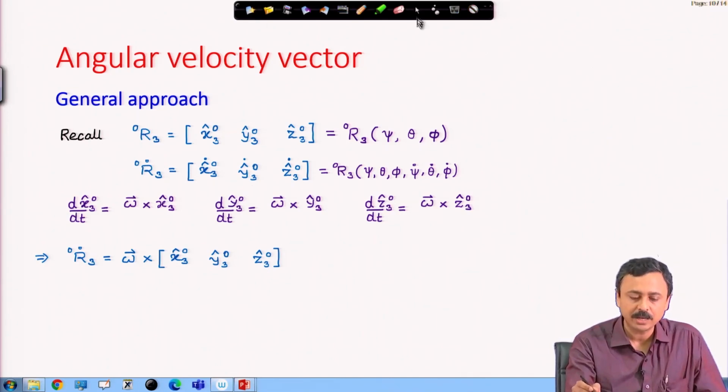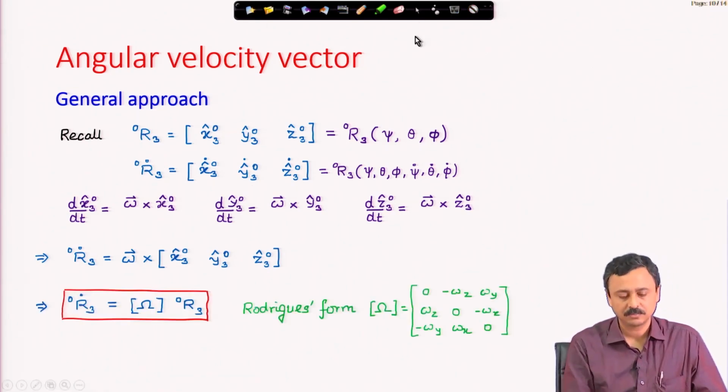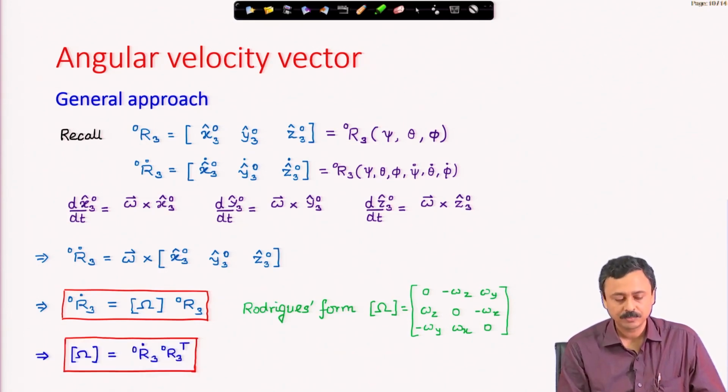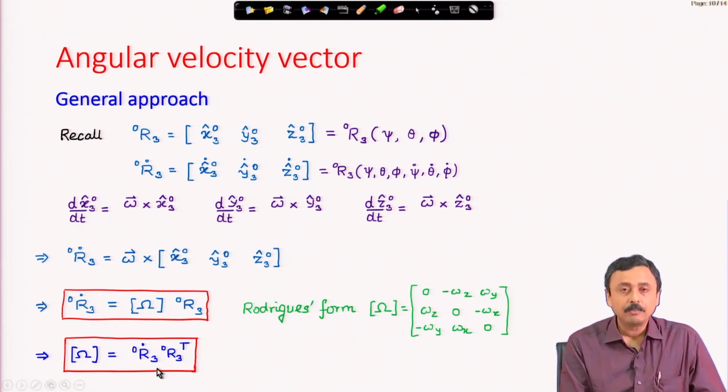and we can write omega cross in terms of the Rodrigues form. I have written it like this, capital Omega; we have discussed the Rodrigues form, which is a skew symmetric form of this vector. We write the time derivative of R from 3 to 0 equal to the Rodrigues form of omega times R from 3 to 0, and then I can find the Rodrigues form of the angular velocity vector as the time derivative of the rotation matrix 3 to 0 multiplied by the transpose of the rotation matrix from 3 to 0.